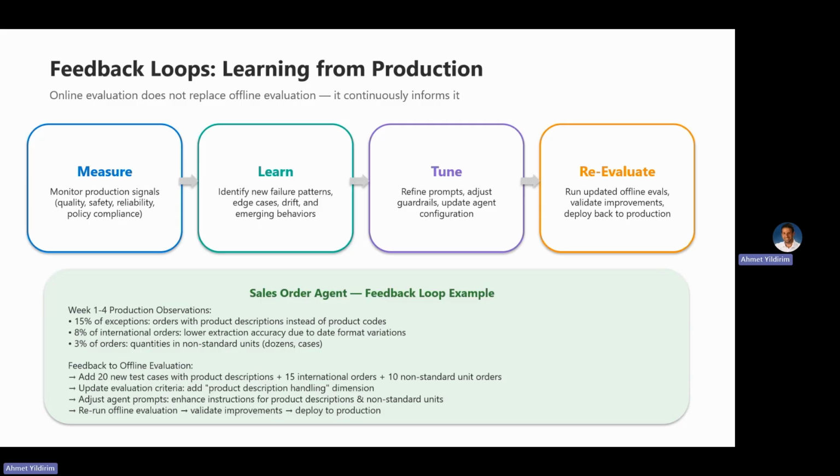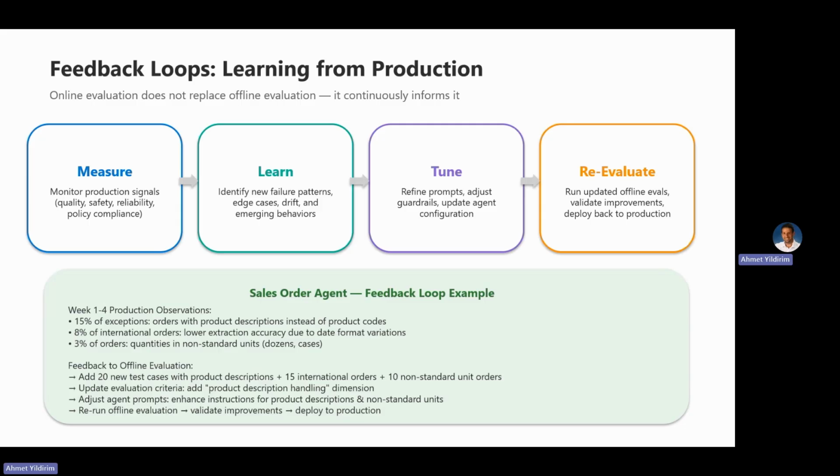If we return to our sales order agent example, let's make this tangible. In the first 4 weeks of production, we observed that 15% of exceptions involved product descriptions instead of codes. Nearly 10% of international orders had lower accuracy due to date format variations, and around 2-3% of orders used non-standard units like dozens or cases.